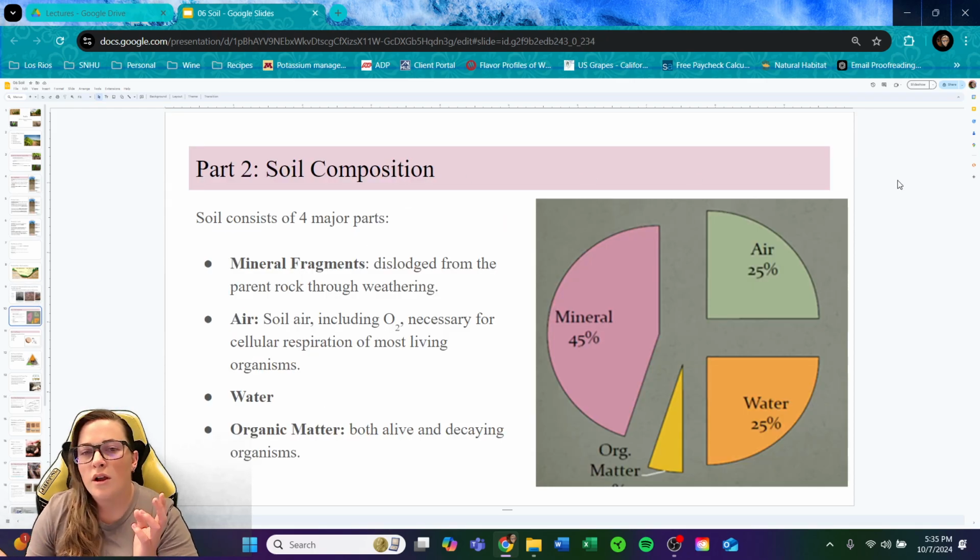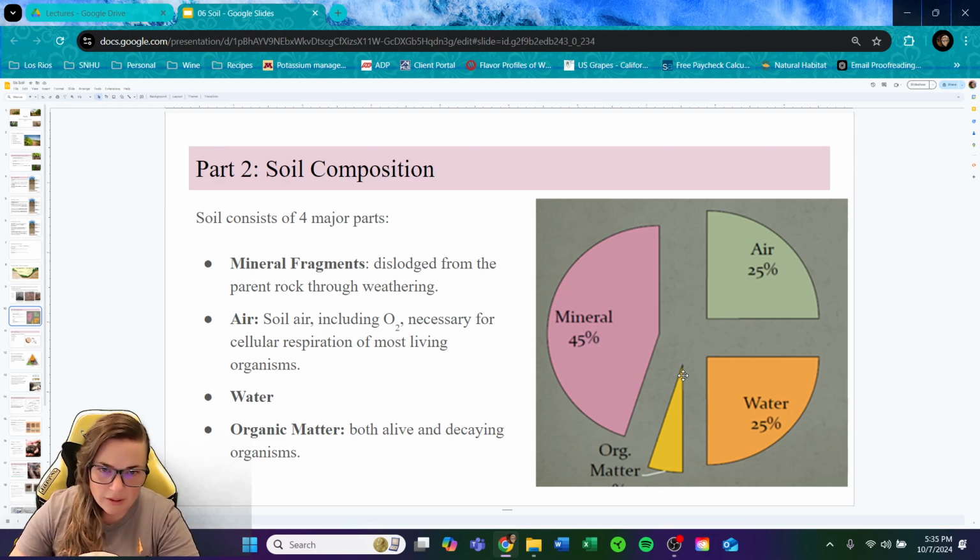Cool. So soil composition. What is soil composed of? Well, there's 4 major parts. Number 1, the highest composition is mineral fragments. So this is dislodged from the parent rock through weathering over time. So you have a solid piece of rock that gets hit with wind and water and just wear and tear, and it starts to break down into smaller and smaller pieces.